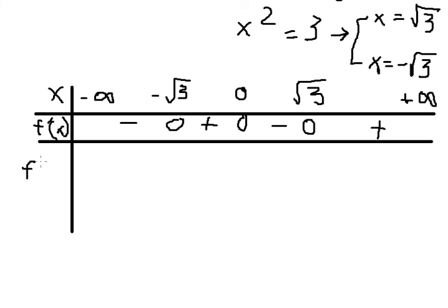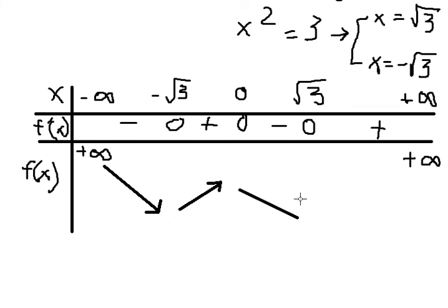So we have the function in here. When s approaches negative infinity, we have positive infinity. This one is similar, positive infinity. Because the first derivative is negative, the function is decreasing. This one is positive, so increasing. This one is negative, decreasing. This one is positive, increasing.